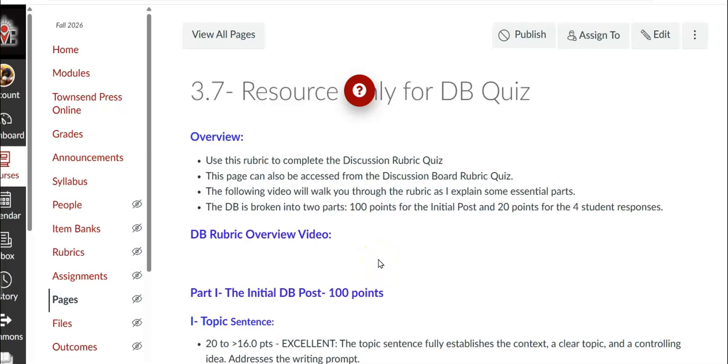I'm going to go through the discussion board quiz, or overview of the discussion board rubrics. First of all, the discussion board is going to be worth 120 points. 100 points will be for the initial post that will always be due on a Wednesday, and then by Sunday you will make 4 student responses for 20 points. So there are 2 rubrics. One you will see is assigned to the initial post, and then there'll be another rubric for the 4 student responses. Altogether you could get 120 points.